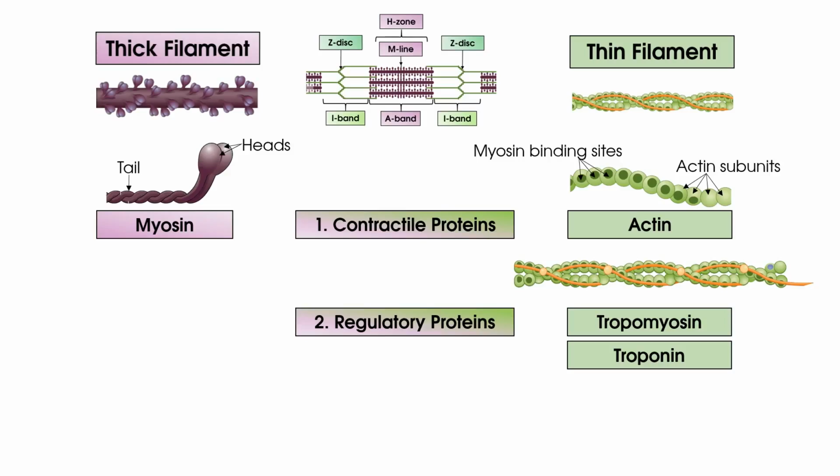So in a relaxed state, when you don't want muscle contraction, it does this by blocking the myosin binding heads on the actin, and then when contraction does happen, it moves out of the way to allow that, and we'll go through that in the next episodes.